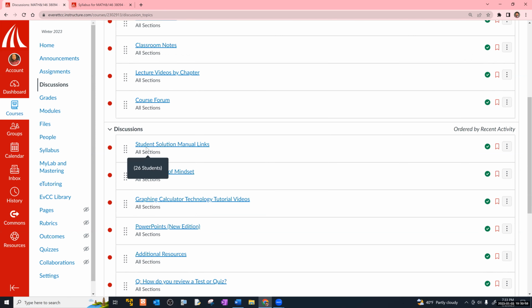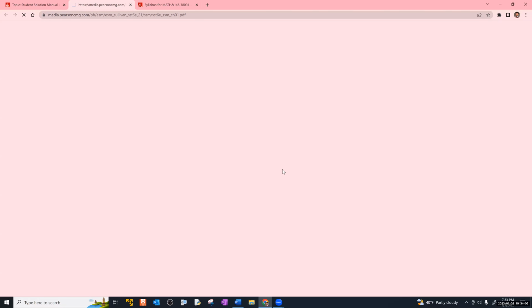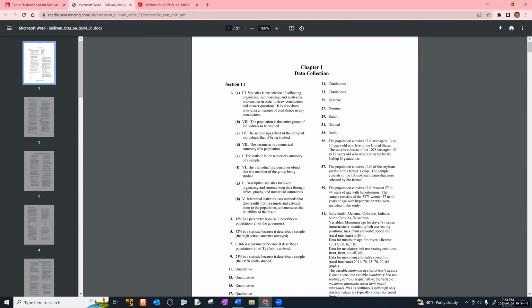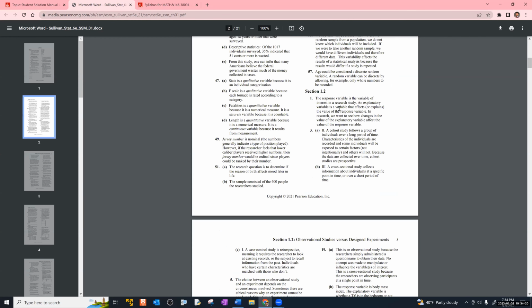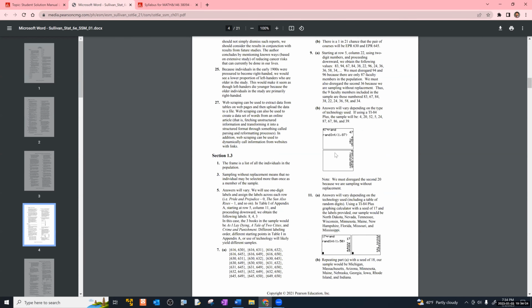I even give the student solution manual. This gives the solutions for all the odd problems, I believe, for each chapter. So if you click on one, and this again corresponds to the book. But again, the homework problems are in the book. Yeah, these give the solutions. Sometimes they work it out a little bit too, to the odd problems. So you do have access to that.